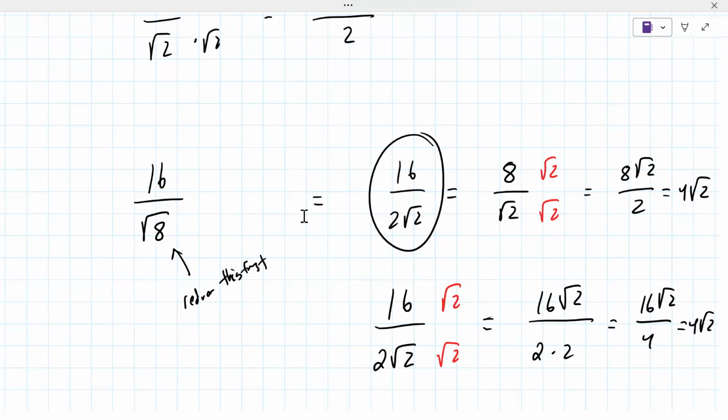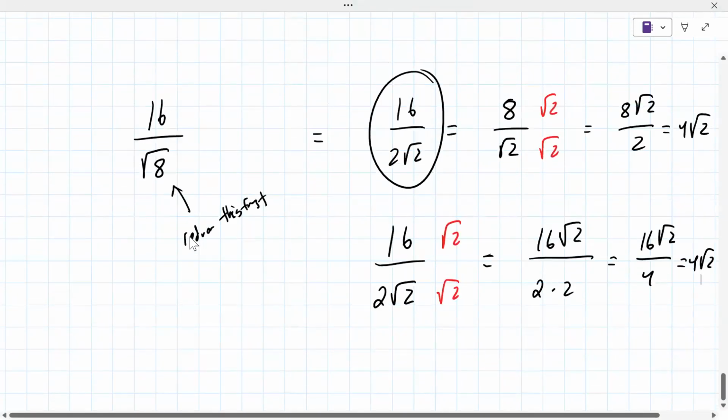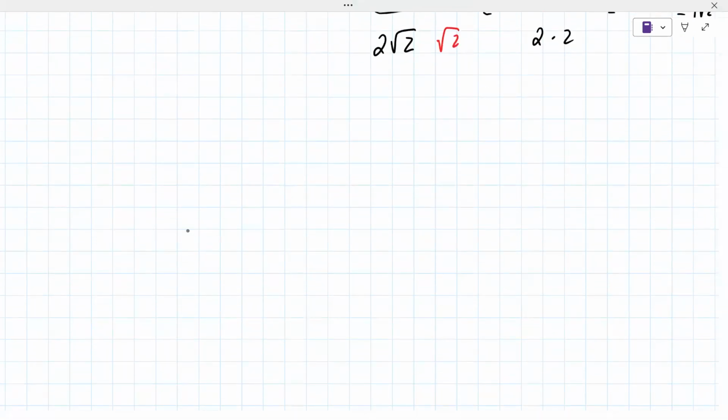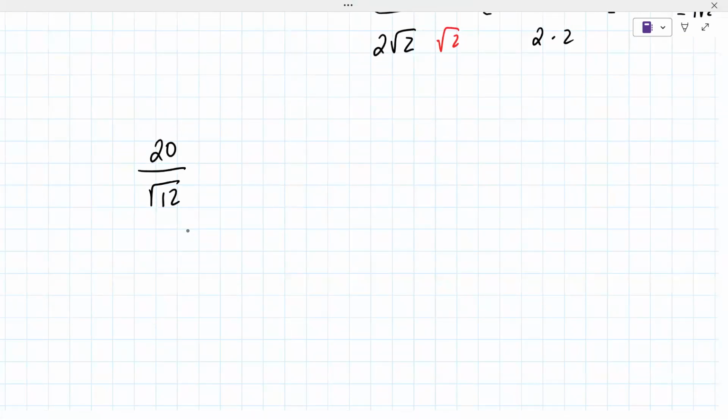Okay. So this is a problem I like, because it kind of encompasses all this. Let me throw one at you here. Let's go 20 over the square root of 12. Could you rationalize that for us, please?